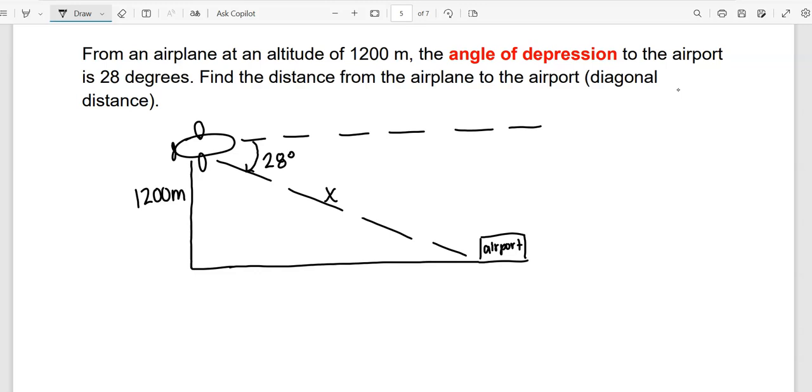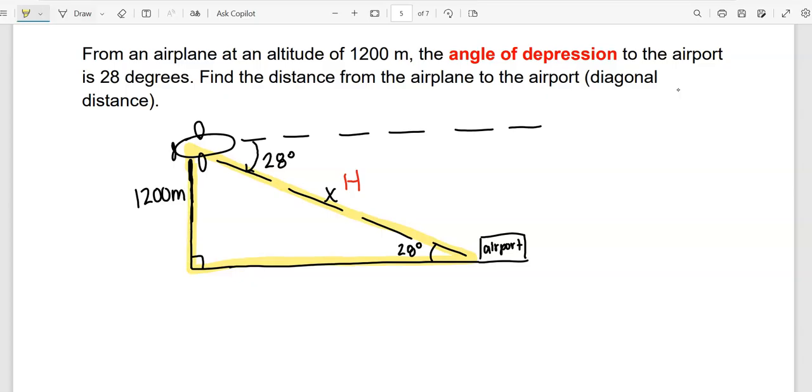I only know 1,200 meters here, and X is my what? Hypotenuse. Yeah, this is a right angle. And so X is my hypotenuse, but I don't have anything else in this triangle to help me. This is where alternate interior angles comes in. Your horizontal line where the airplane is and the ground are your two parallel lines. Your diagonal is your transversal, and so 28 degrees would also be your angle of elevation here. That can help us because to solve this problem, we're only going to be looking at this triangle down here.